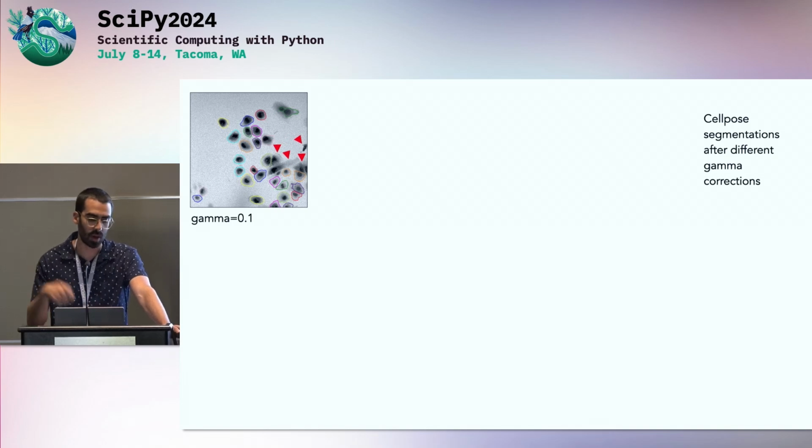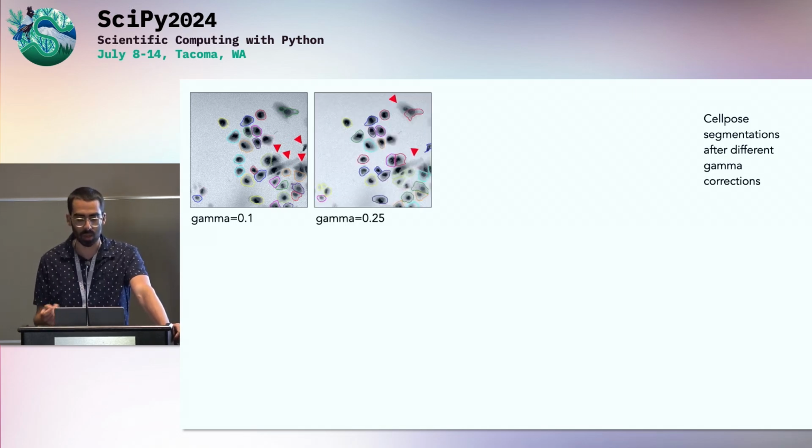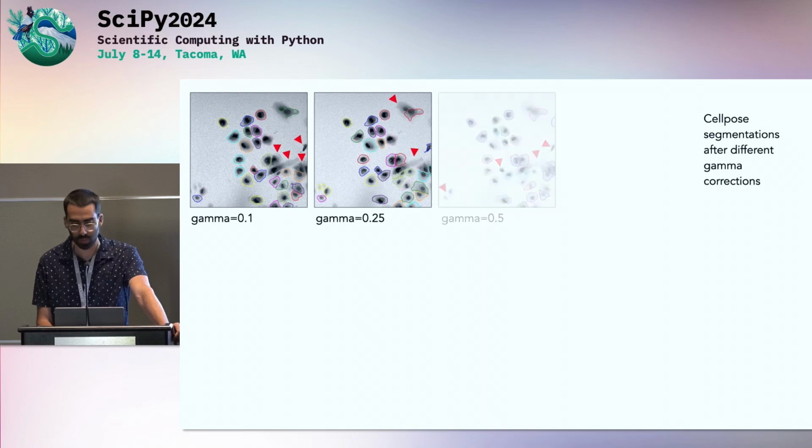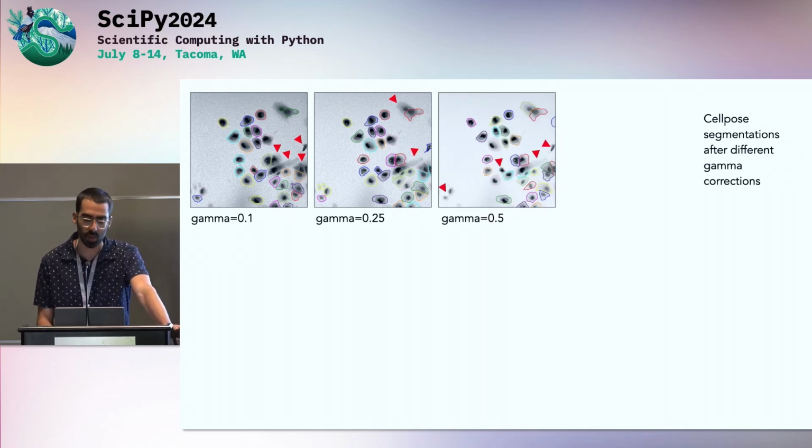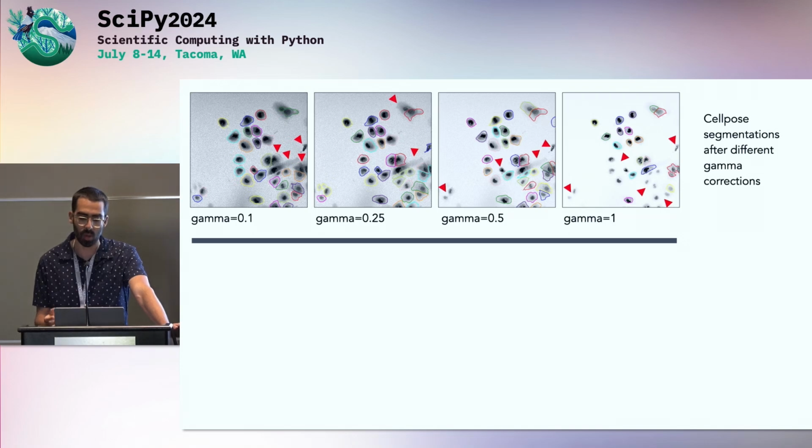First we tried a very low gamma, so we were just taking the intensities to the power of gamma. And we would get most of the cells right, but there would be a few mistakes highlighted by the red arrows. And as we tweaked the parameters, we would get different results, sometimes better, sometimes worse, but we would always have a little bit of mistake in different areas.